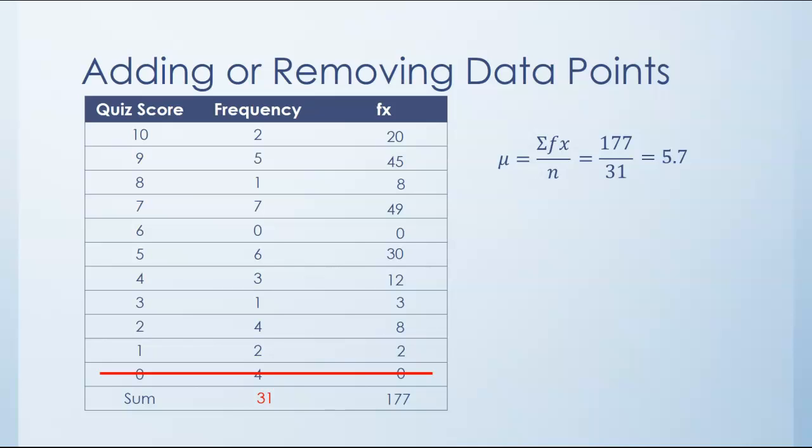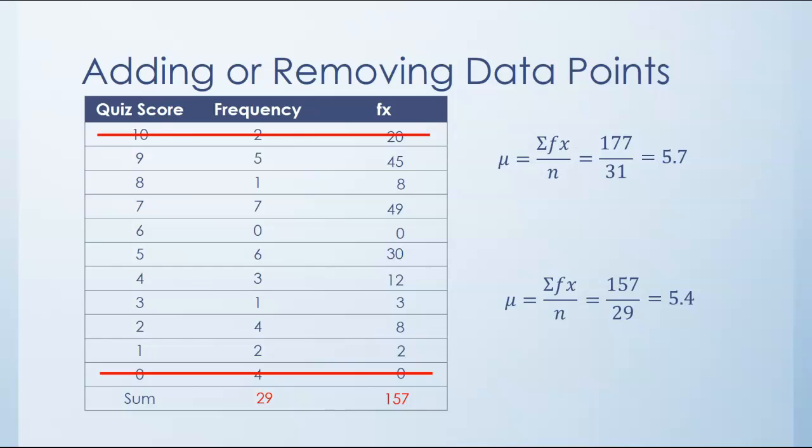So now let's say that I also want to see what happens if I take away the people who scored a 10 or a 100 here. So I'm going to take those away as well. Now, this time, not only is my frequency going to change, but so is my F times X, because I'm taking away 20 points. That's 2 times the 10 that they scored, right? 2 people scoring 10. So now I'm only going to have 29 people. Again, I'm taking away 2 people on my frequency, so I'm down to 29. And additionally, I'm taking away 20 points from my 177. So now I have 157 points divided by 29, which now gives me an average of 5.4.